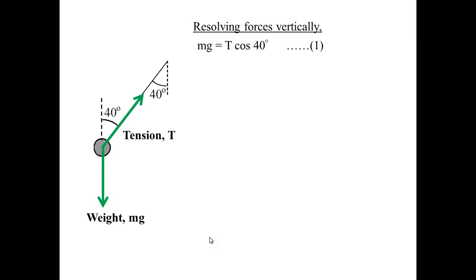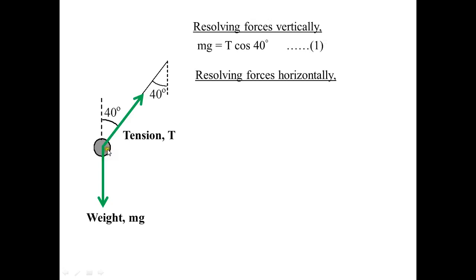Consider the free body diagram for the pendulum. The pendulum bob is attached to the string, so there will be a contact force, which is the tension, and then there will be a weight, mg. At the instant shown, you're told that the pendulum is tilted at an angle 40 degrees to the vertical. So resolving forces vertically, the vertical forces must balance: mg equals T cosine 40. At this instant the angle is fixed at 40, so it must be in vertical equilibrium.